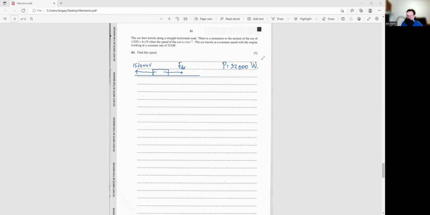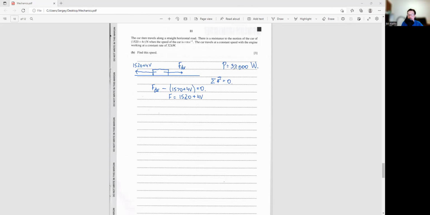Okay, we're looking for the speed of the car. So first of all, because the car travels at a constant speed, that means there is no acceleration, a equals to 0. So it means the sum of all the forces acting on the car is 0. So the driving force minus the force of the resistance equals to 0. Now that means the driving force equals to 1520 plus 4V.